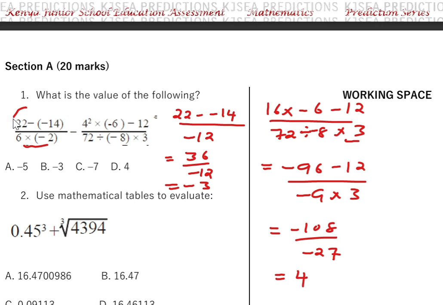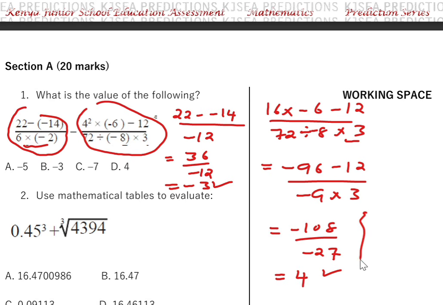So for the first part, the answer was negative 3, and for the second part, the answer is 4. We combine these two, remember, it was subtraction. So here we have negative 3 minus 4, and we get the answer negative 7. Looking at the options, I can see the correct answer is C.